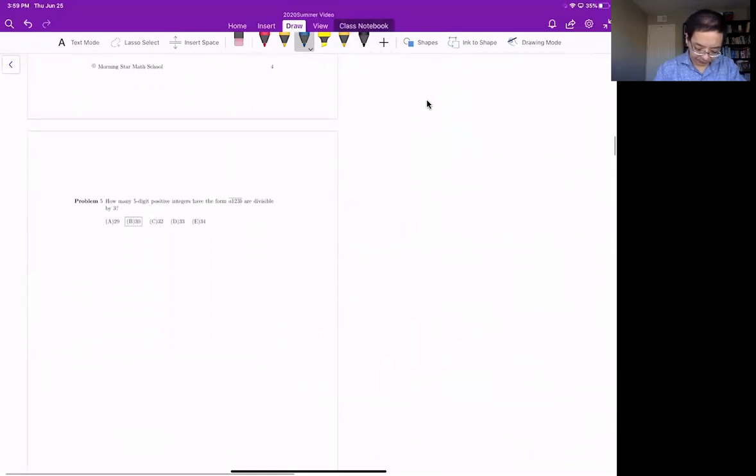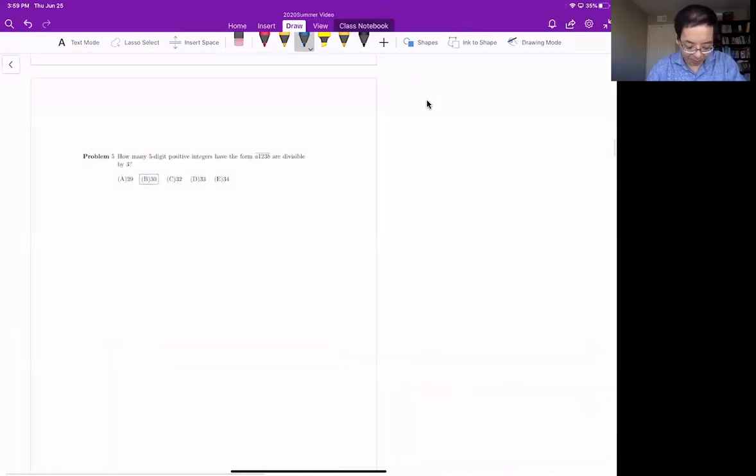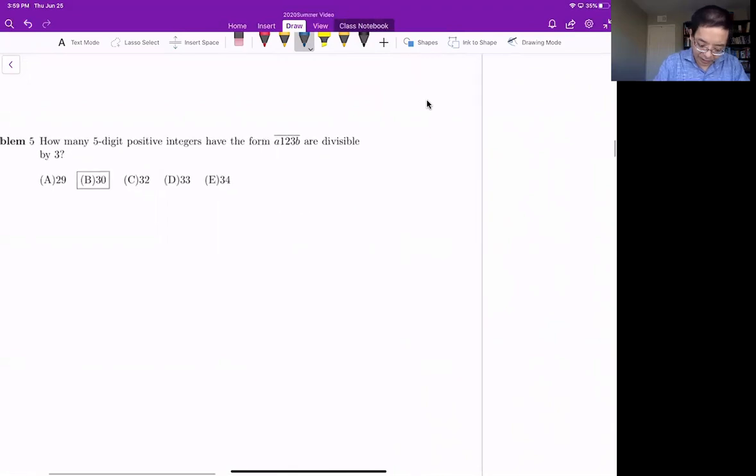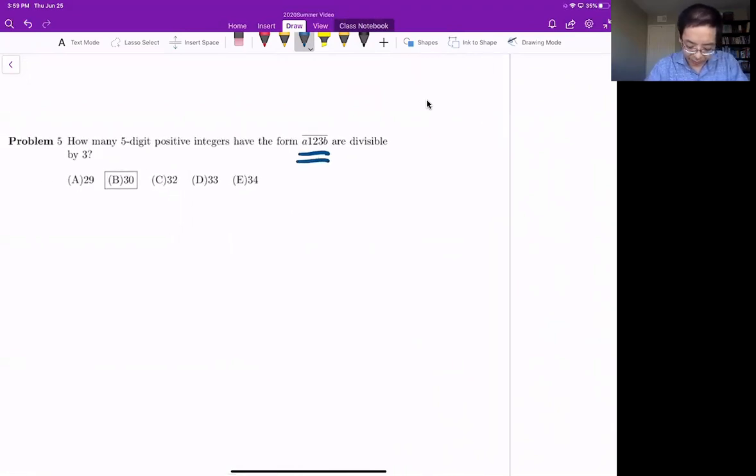Now let's look at problem number 5. Problem number 5 asks how many 5-digit positive integers there are. The middle three digits are 1, 2, 3, the first digit is A, and the last digit is B. We're looking for those which are divisible by 3.